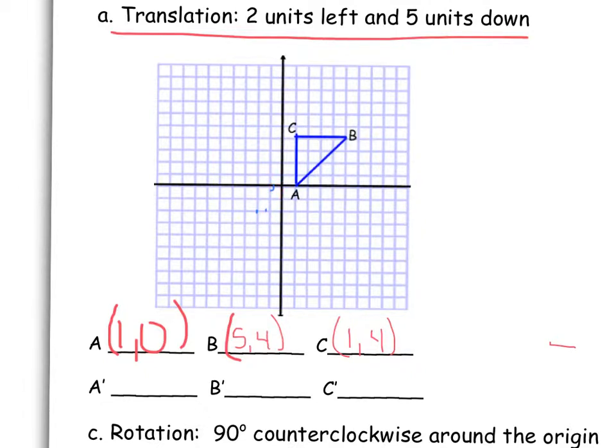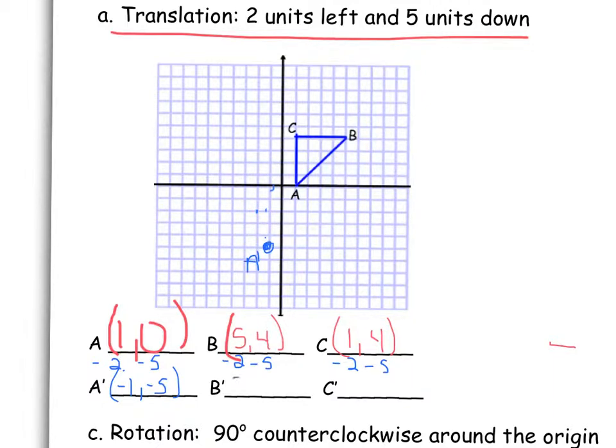So 2 to the left and 5 down, 1, 2, 3, 4, 5. And don't forget prime notation, A prime. Or 2 to the left means you're subtracting 2, 5 down means you're subtracting 5. From subtracting 2 from each of your x's and subtracting 5 from each of your y's. So 1 minus 2 is a negative 1, 0 minus 5 is a negative 5. So we just drew in that point at negative 1, negative 5. So it doesn't matter whichever way you feel more comfortable.